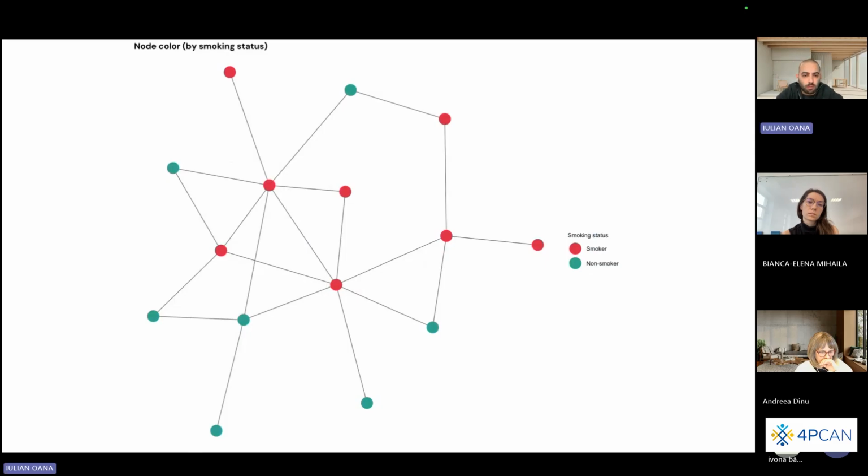Here it's clearly not the case. It's the case more so between smokers, but not between non-smokers. As a first insight that we can tell by just looking at this representation. Shape. So we can, for example, here I've made smokers with triangles and non-smokers with circles.